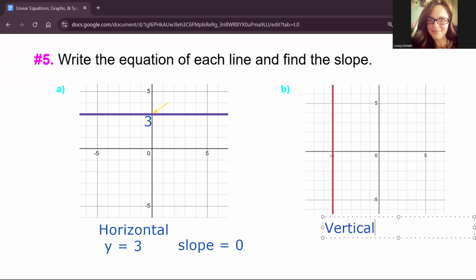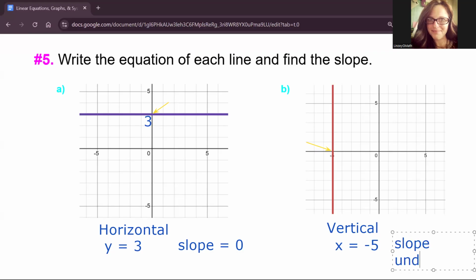A vertical line. This vertical line is going through x equals -5. So our vertical line equation is x equals a number, -5. And then the slope of a vertical line is undefined. It is so steep, it is undefined. Moving on.